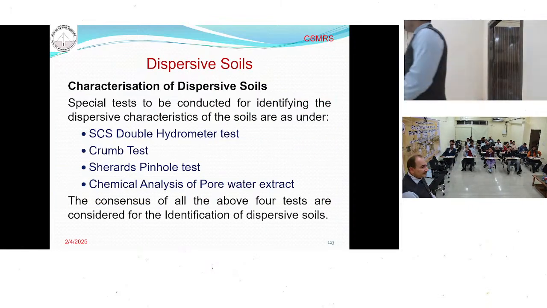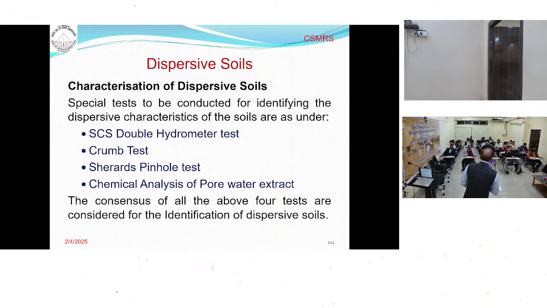So these are the four methods which are used to identify dispersive soil. First is the double hydrometer method. Second is the crumb test, third is the Sherard pinhole test, and fourth is chemical analysis of pore water extract. We conduct all these tests, and based on all four tests, we conclude whether this soil is dispersive or not. What is the double hydrometer test?